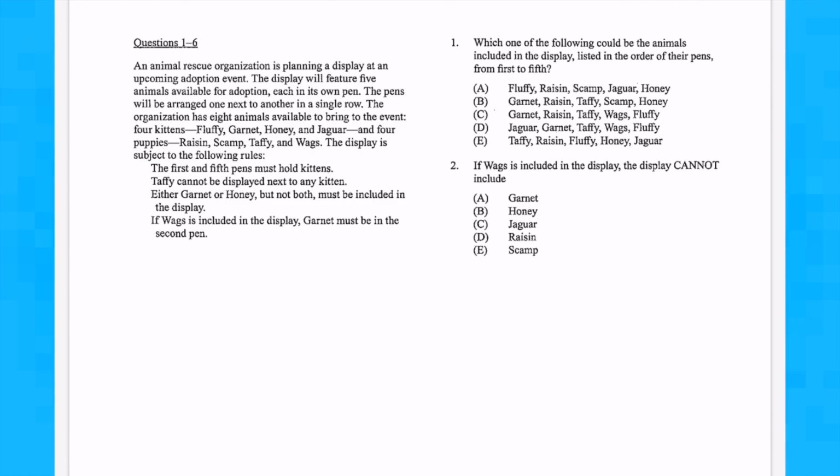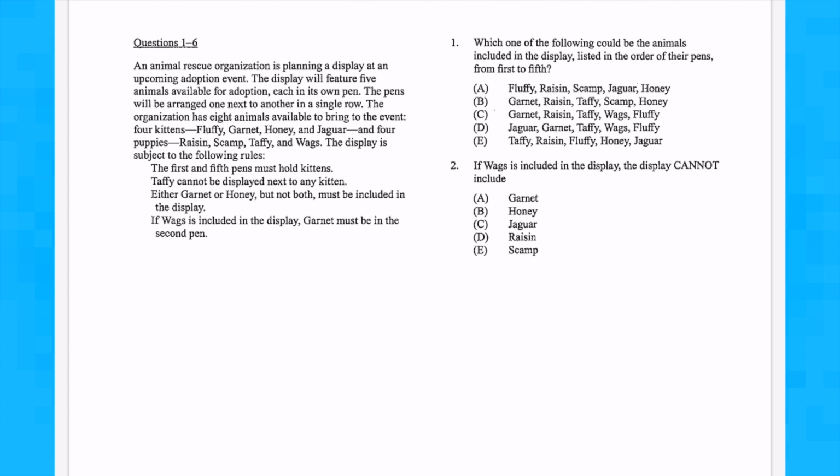I am looking at the setup, which is over here. Questions 1 through 6. Setup. An animal rescue organization, nice, is planning a display at an upcoming adoption event. The display will feature 5 animals available for adoption, each in its own pen. The pens will be arranged one next to another in a single row. Ooh, feels like an order game.